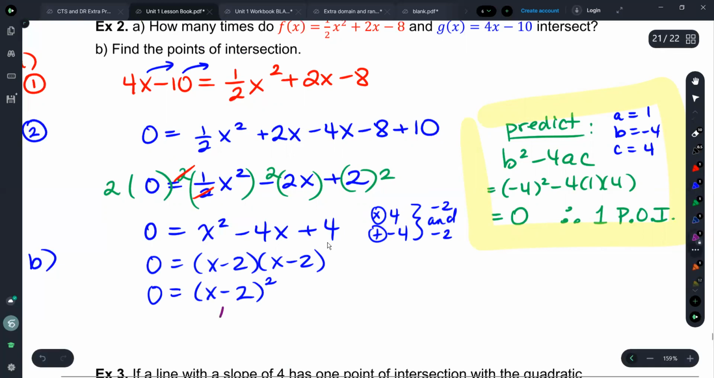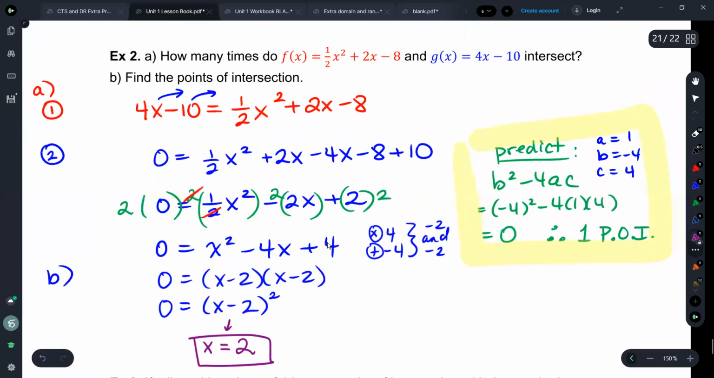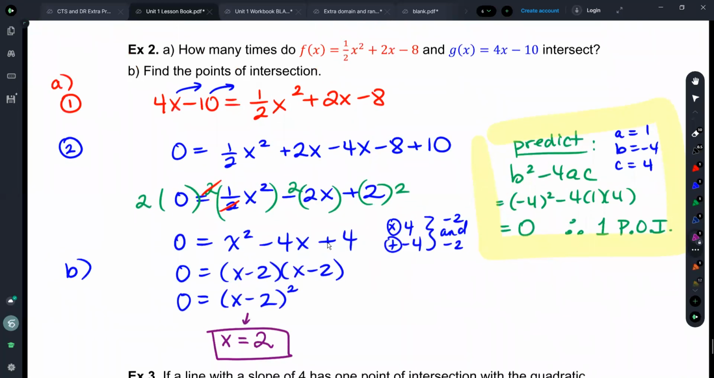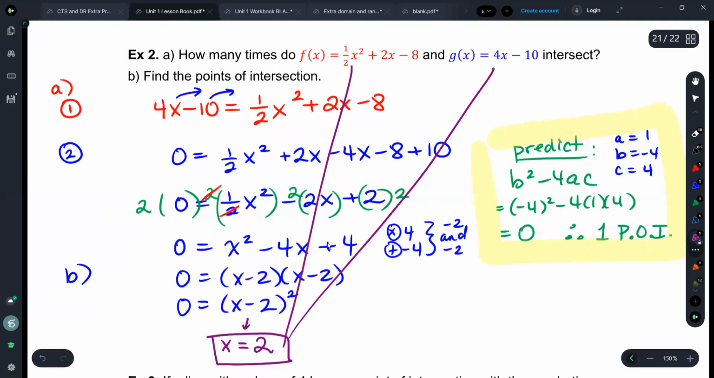What's the value that x will equal? Josh? 2. Okay, and then I have the x of the point of intersection. What's the last part that I need? We need the y. So I've got x here. How do I get the y of the point of intersection? What should I do? Kira? Okay, so either here or here. I should get the same answer either way.